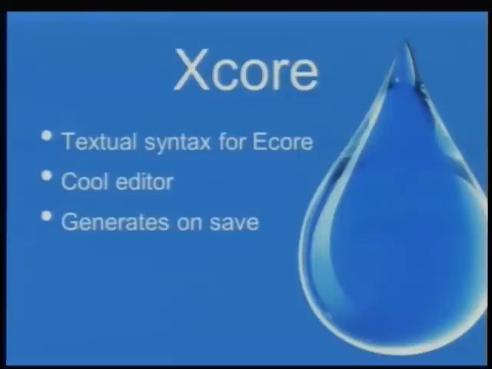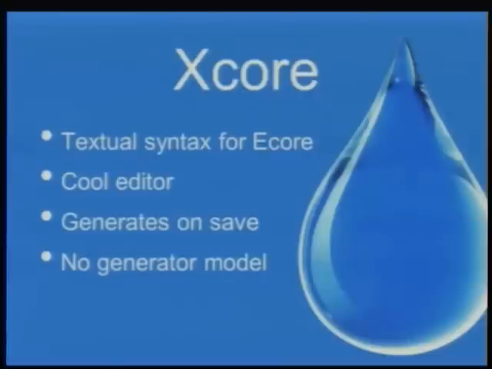One of the designs here is that we generate the code on save. So as you're editing an Xcore file, when you save it, the generated code is produced. Much like in JDT, when you save a Java file, all the .class files are produced, and you stop thinking about needing to run a compiler. It happens under the covers.